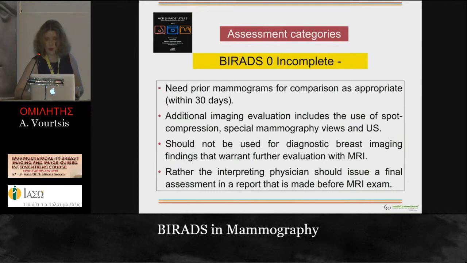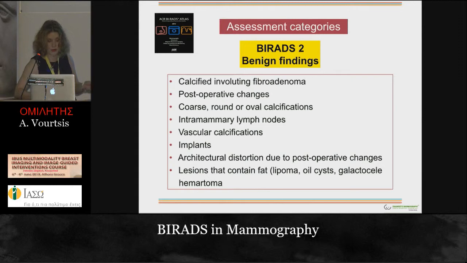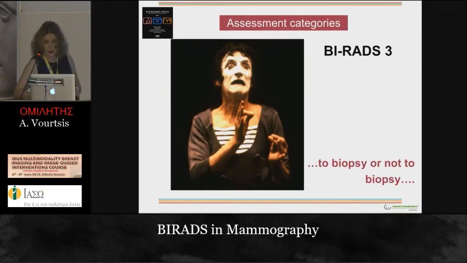BIRADS 0 is considered to be incomplete. Maybe you need prior examinations to be sent to you. This should be done within 30 days, or you might need additional breast imaging, which needs the use of spot compression or special mammographic views, or further evaluation with breast ultrasound or MRI. In BIRADS 1, we do not have anything to report. BIRADS 2 includes all the benign findings.